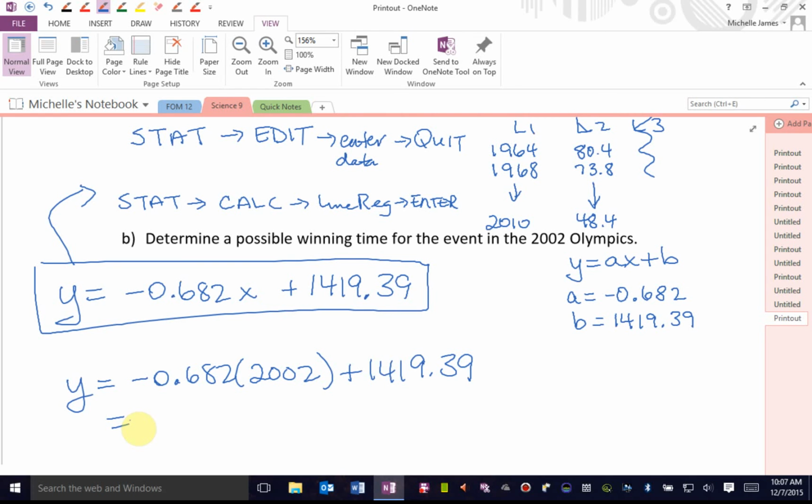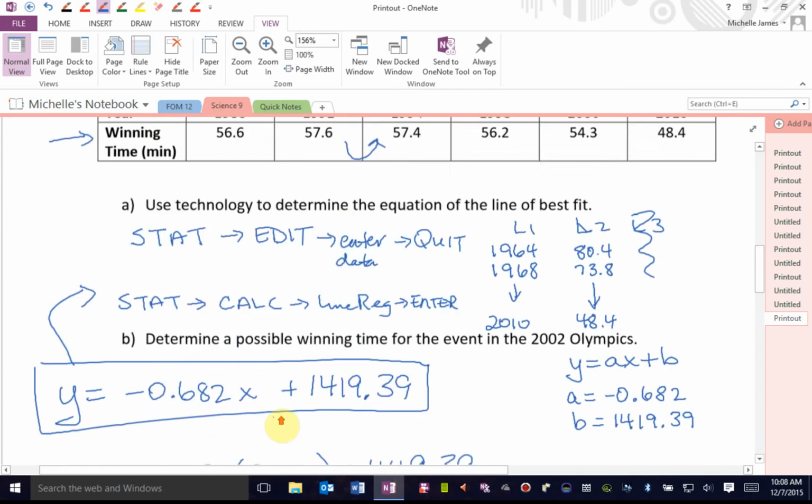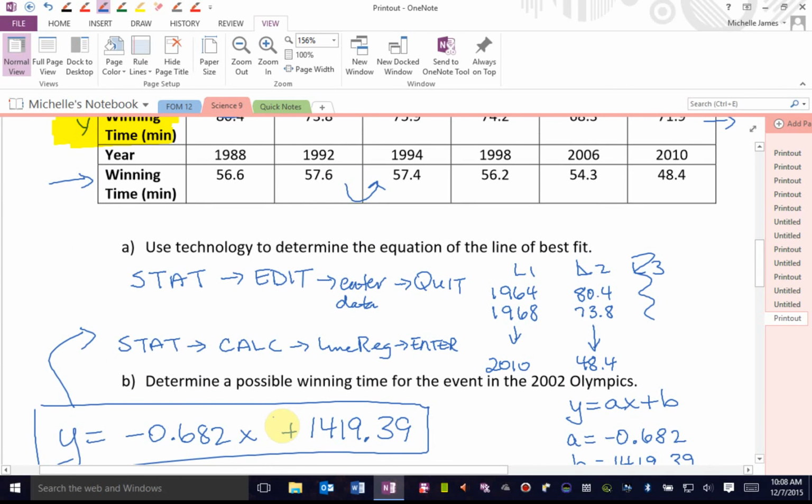Rounded to 2 decimal places. What was the possible winning time? I got 58.04. I got 54 seconds. Is that reasonable? Is 58.04 reasonable?